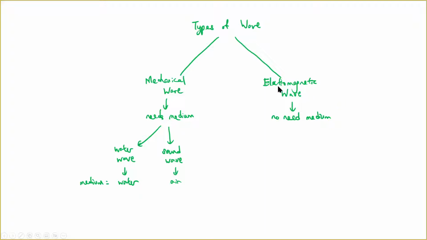Okay. What is the wave that needs no medium, like the electromagnetic wave? What wave needs no medium? Radio wave. That's right, radio wave. The radio wave can transmit through space and be received by the satellite. You know why the satellite can receive the wave? Because the radio wave doesn't need any air particle.